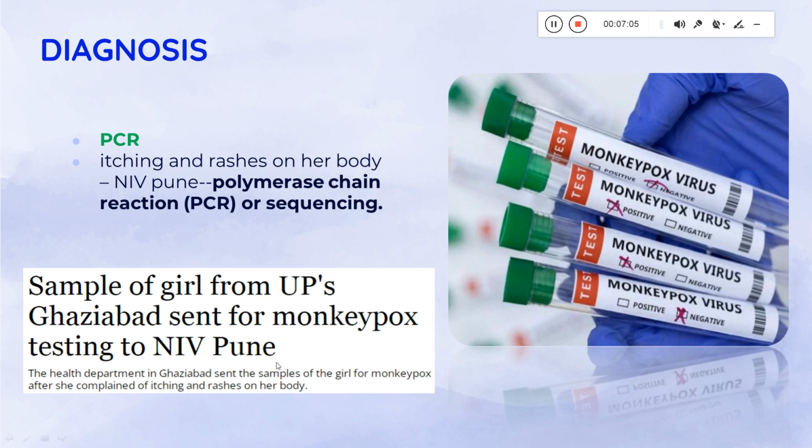So recently there was a case in UP where the samples were sent to NIV Pune, because she had an itching sensation and rashes on the body, so they were scared whether it was a monkeypox case, but later they found out that it was not. So there are a lot of things that can happen. Identifying this at the initial stage would be the best option, so that you can give suitable treatment options or things which they can follow, so that they do not start spreading it from one person to the next person.